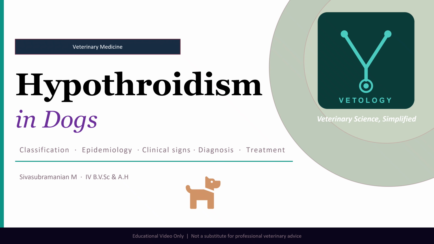Today we are diving deep into one of the most commonly diagnosed endocrine disorders in small animal medicine, hypothyroidism in dogs. This video is going to cover everything from the very definition of hypothyroidism right through to classification, the hormones involved, epidemiology, clinical science, diagnosis, and finally the treatment. It's a full clinical package.